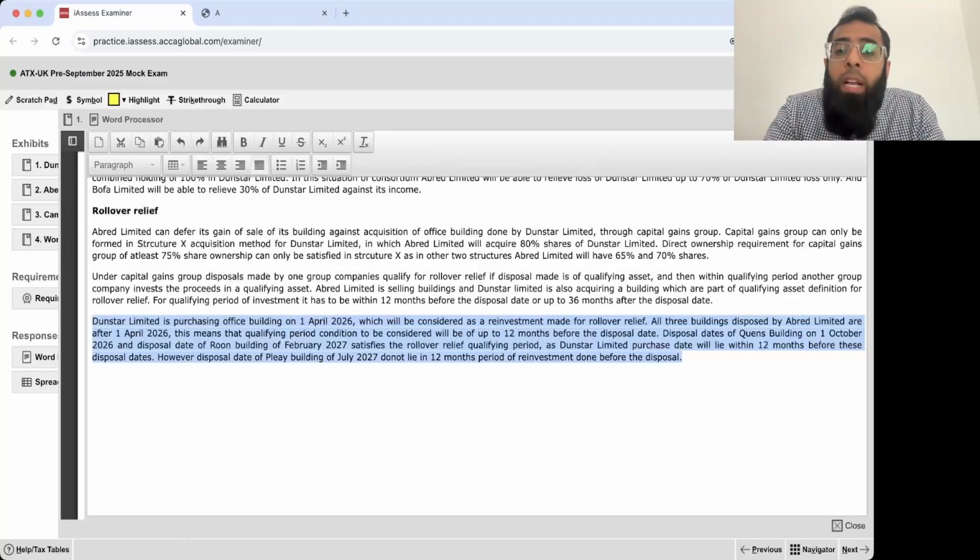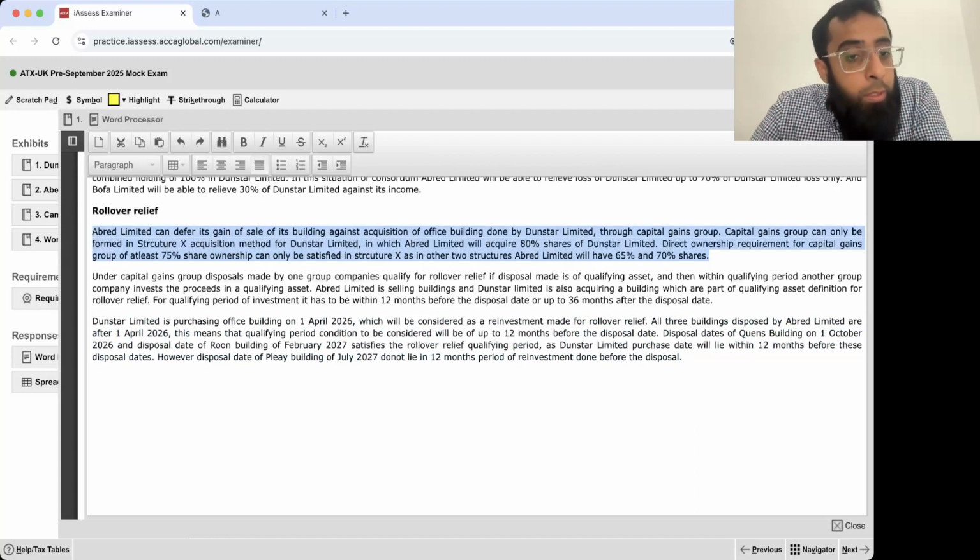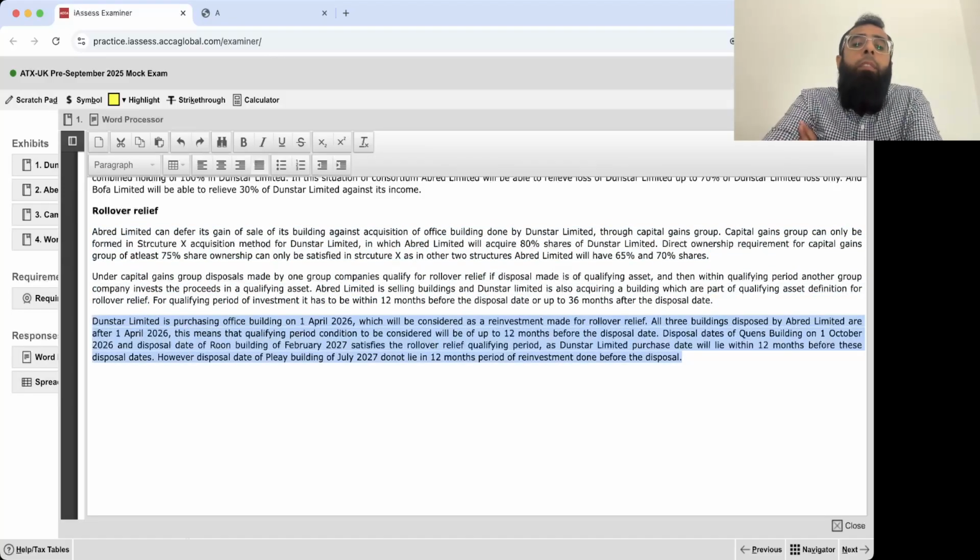And there was a high probability that a student may make a mistake. But still, if you make a mistake, it won't give you a 0. It will just lead to a deduction of 1 mark. We discussed the rollover relief, that you need a capital gains group. We discussed the rollover relief conditions. Then we had a discussion that Dunster Limited purchased the building on April 26. All three buildings disposed by Aberrade Limited are after April 26: October 26, February 27, July 27.